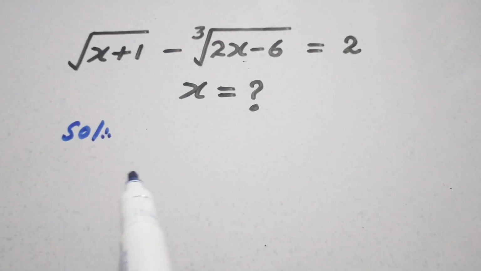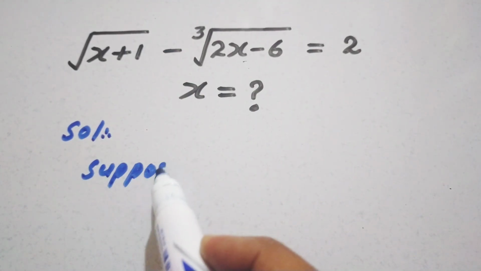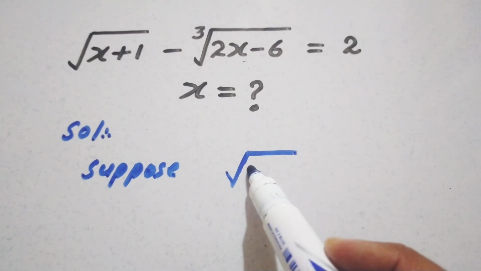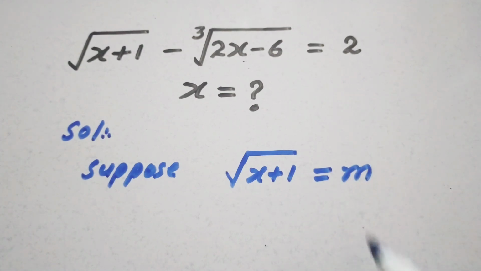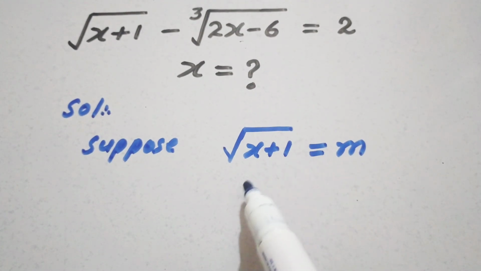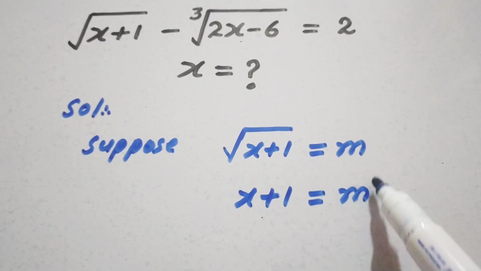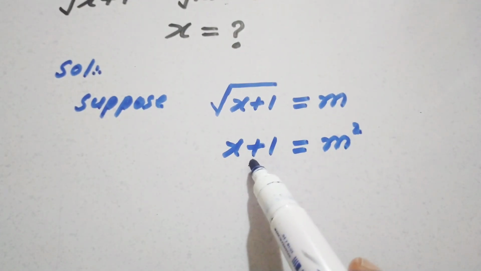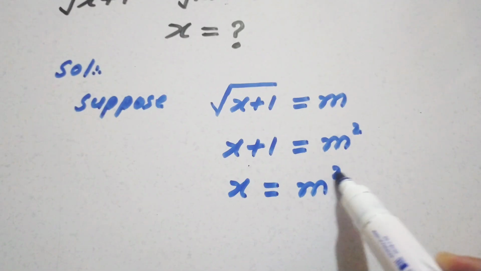First of all, suppose that square root of x plus 1 is equal to m. So squaring on both sides we get x plus 1 is equal to m squared. Now move this positive 1 from left hand side to right hand side. We get x is equal to m squared minus 1.